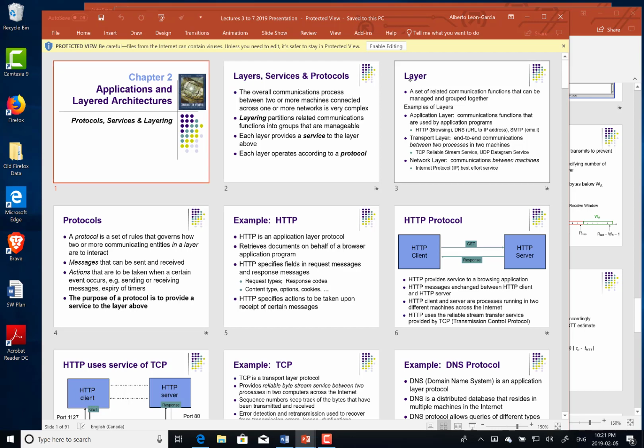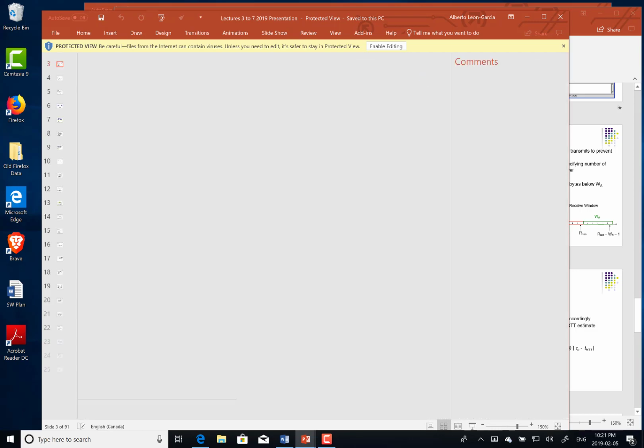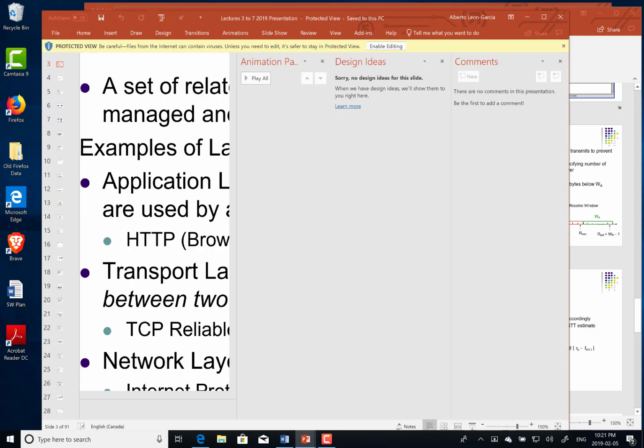Okay, networks involve many different functions in order to be able to effect the transfer of messages across a large network, and so they're organized into layers.